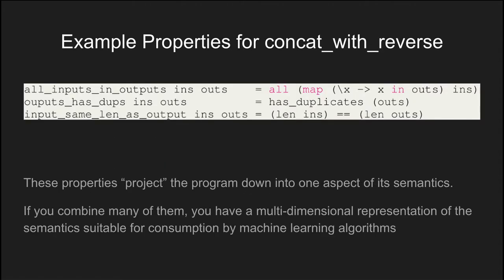Let's do an example. So remember the function from a few slides ago, concatenating a list to its reverse. Here are three properties that could operate on that function, or on any function taking a list to a list. The first property checks that all the elements of the input list are in the output list. The second checks whether the output list has any duplicates. The third checks if the input list has the same length as the output list.